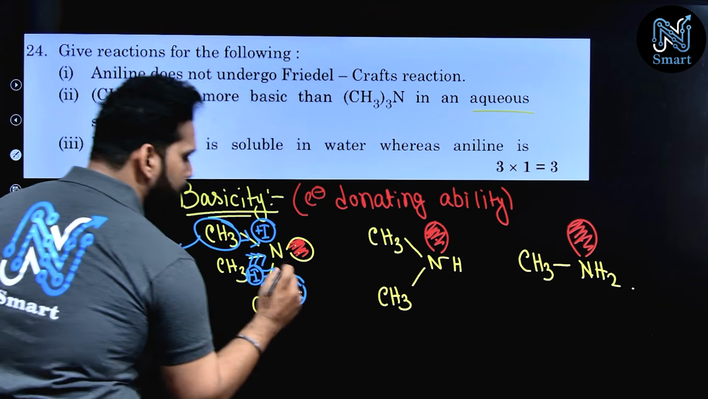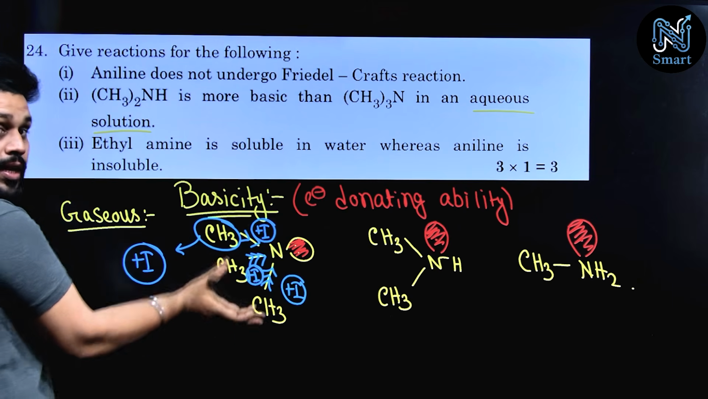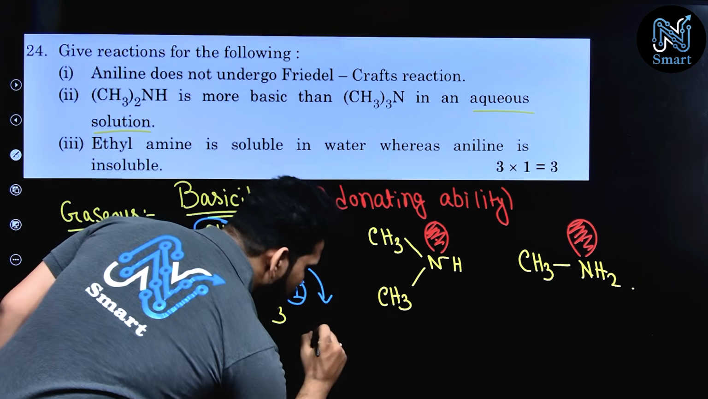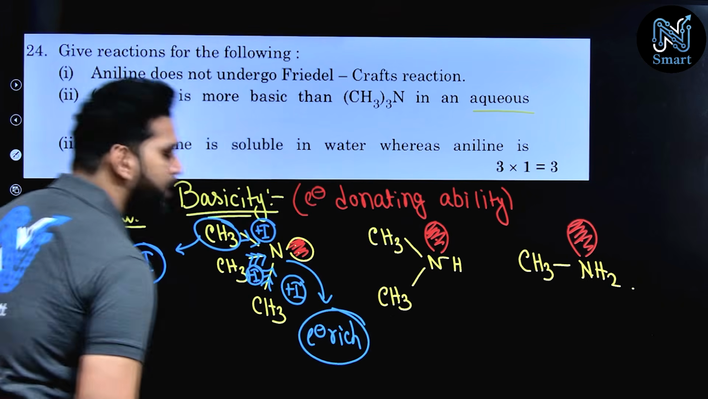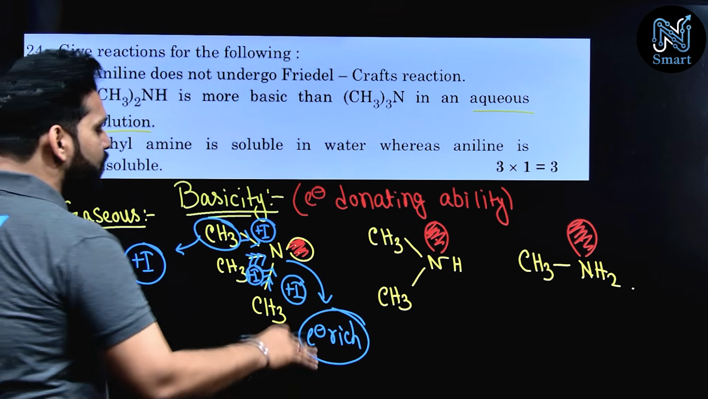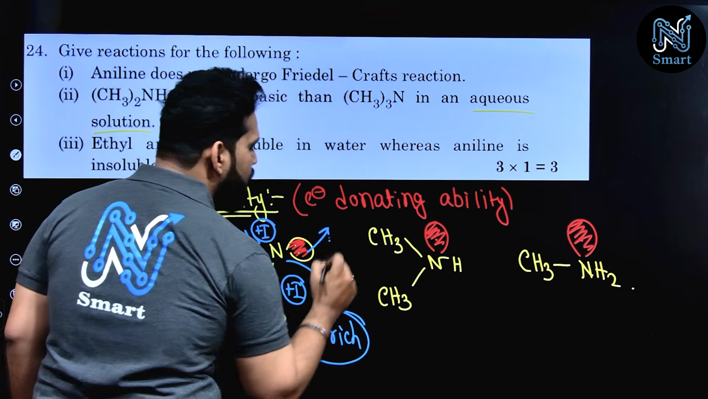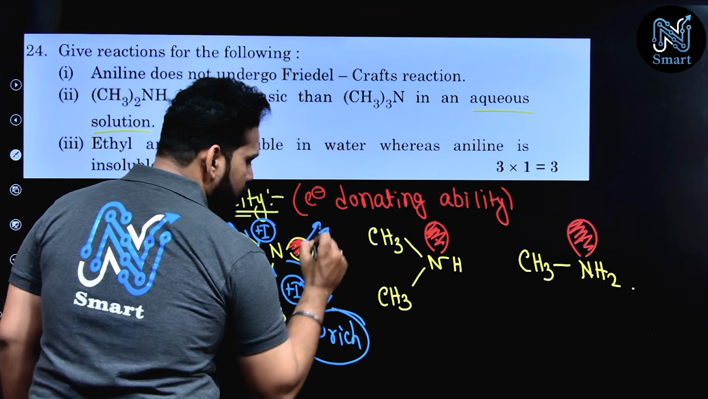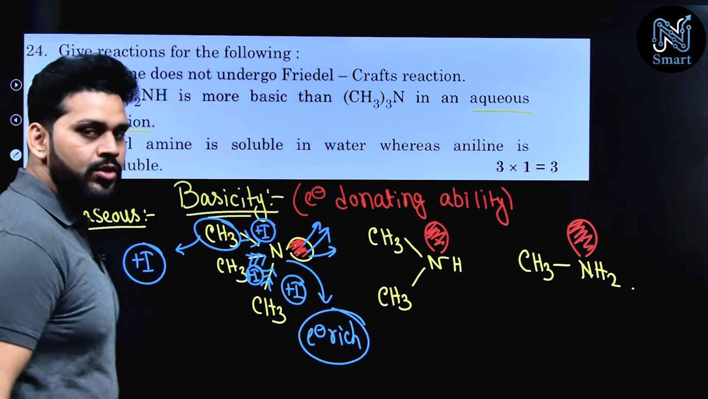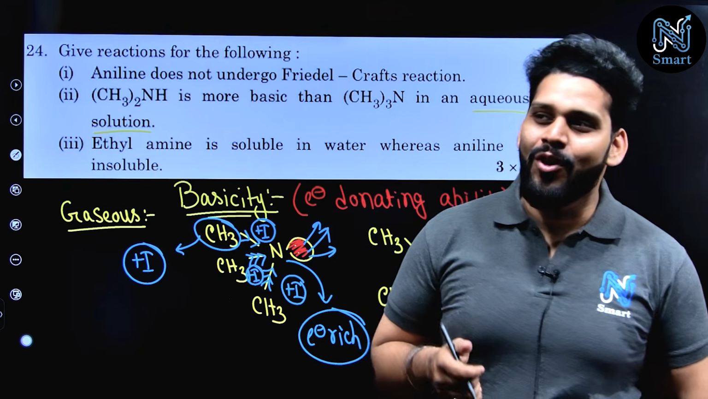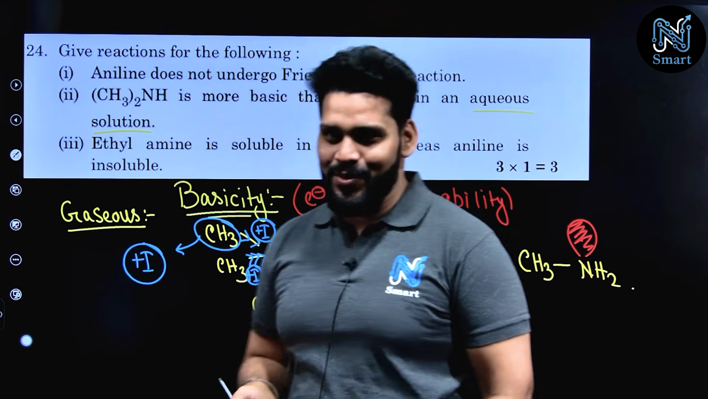What will happen? Because these CH3 groups are pushing the electron cloud towards nitrogen, this nitrogen will be electronically rich. Yes or no? If this nitrogen becomes electronically rich, then it will be able to donate the electron cloud very well. Did you understand this, guys? Let me tell you an example here. Let's say you got very good marks in your boards, right?